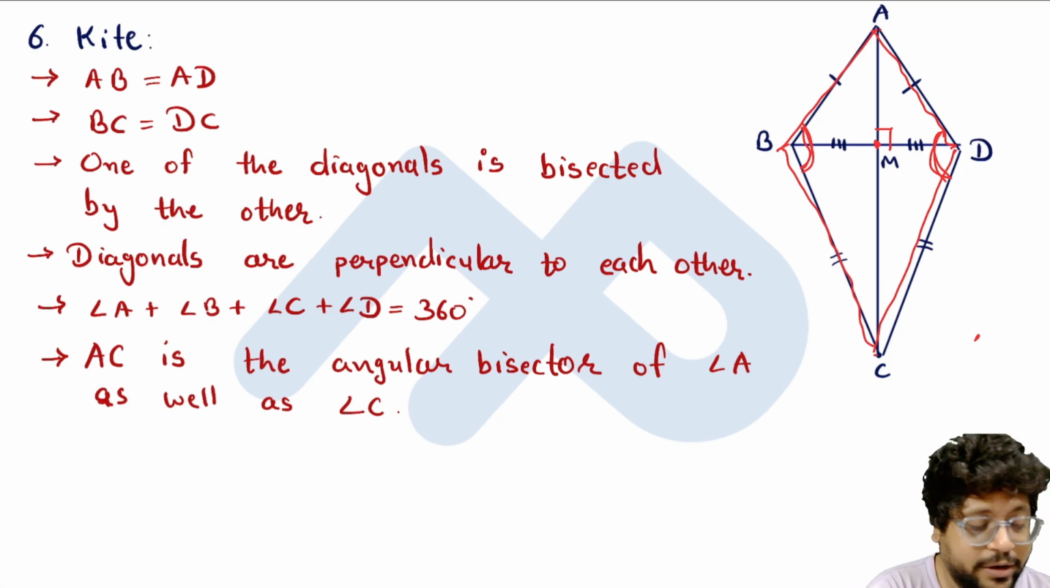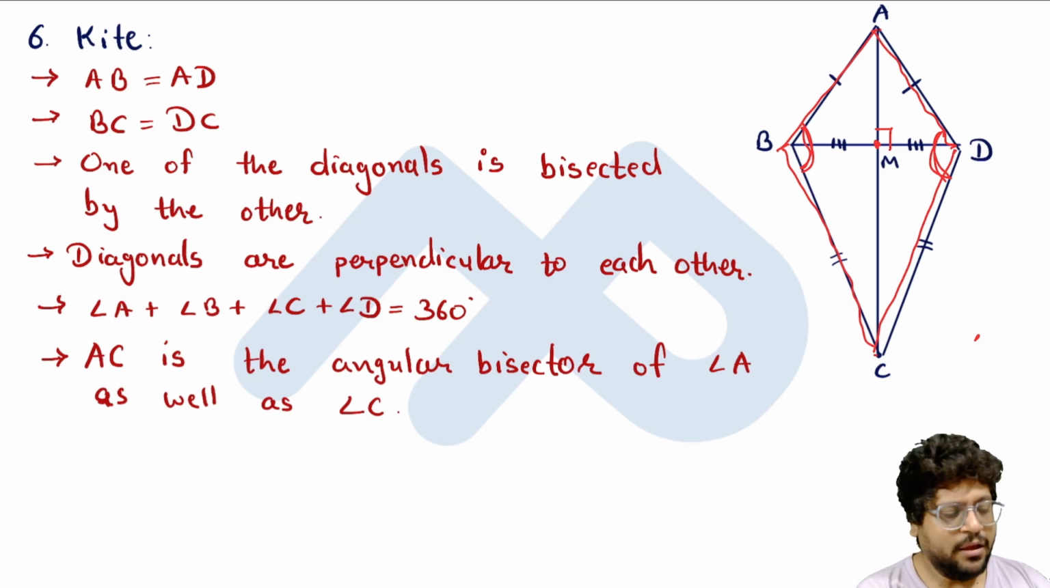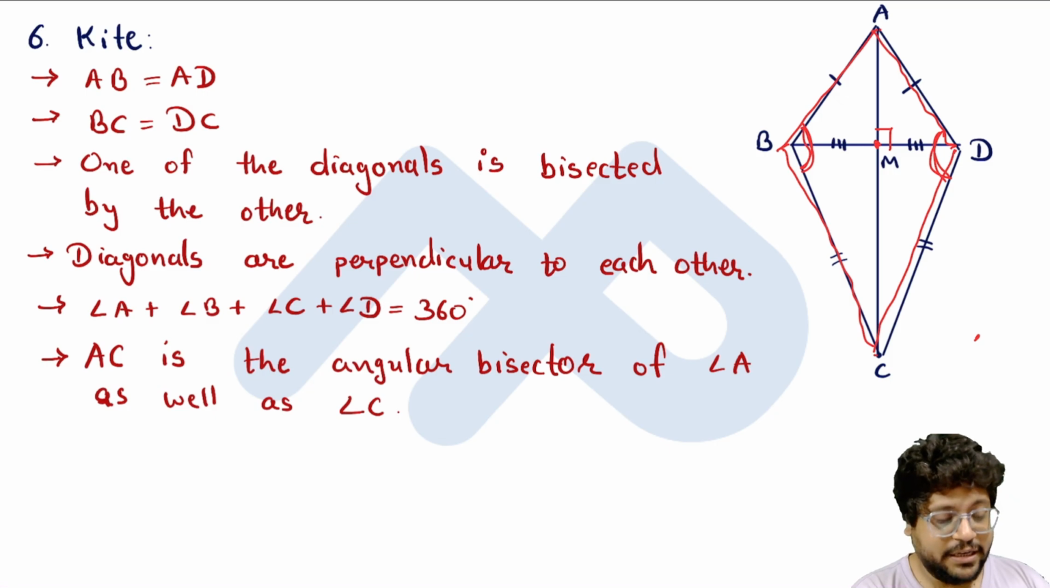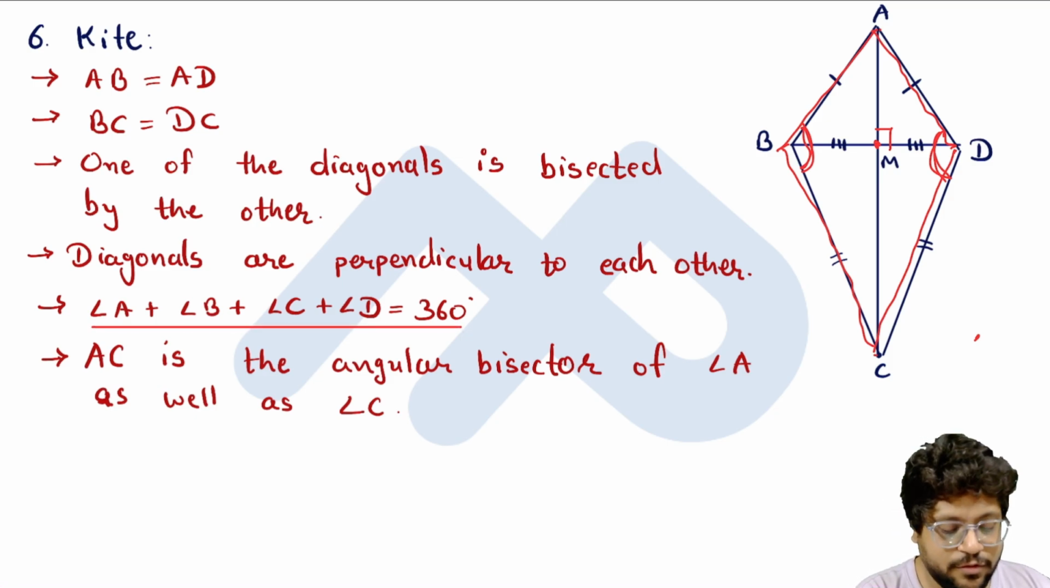If you learn about congruent triangles, we'll see it in the ninth chapter, I guess. We'll see how congruent triangles work and what the criteria for congruent triangles are. Right now just remember the property that AB is equal to AD, BC is equal to CD. Both diagonals intersect each other, but they don't bisect each other. AC bisects BD at 90 degrees. Clear? And of course angle A plus B plus C plus D is 360.